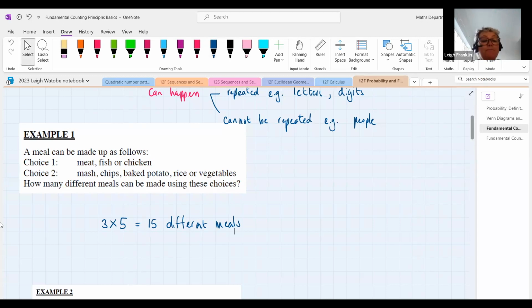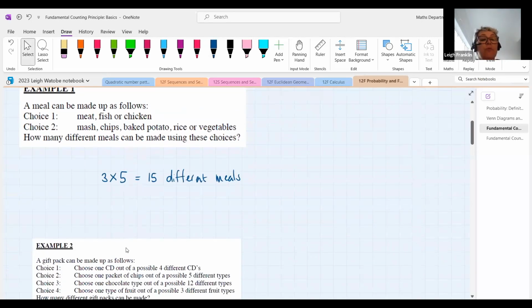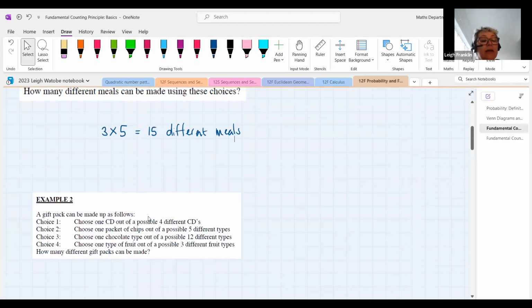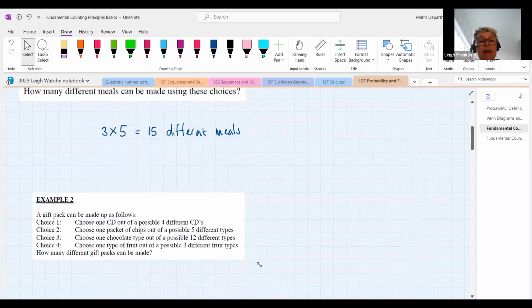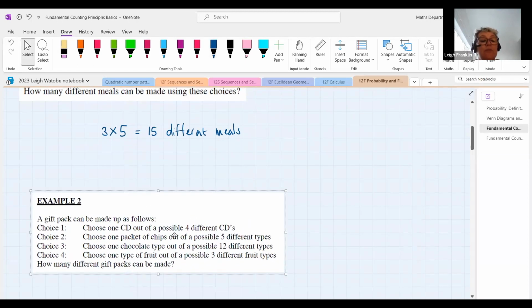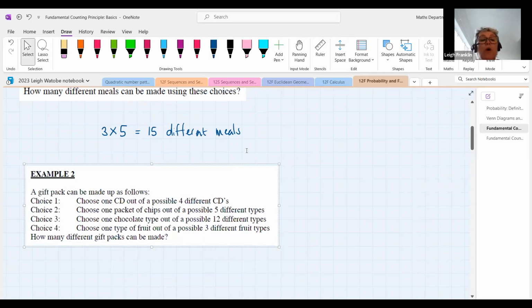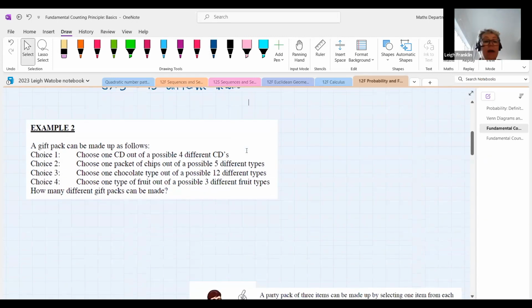All right. The second example that we're going to have a look at is really just a very similar example to the first one. There's just more going on here. A gift pack can be made up in one of the following ways. Choice number 1 was to choose a CD out of 4 possible CDs. So there would be 4 options for choice 1.